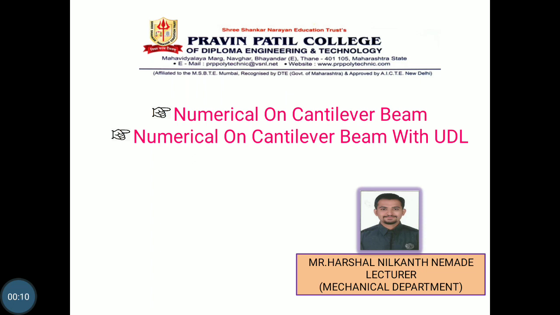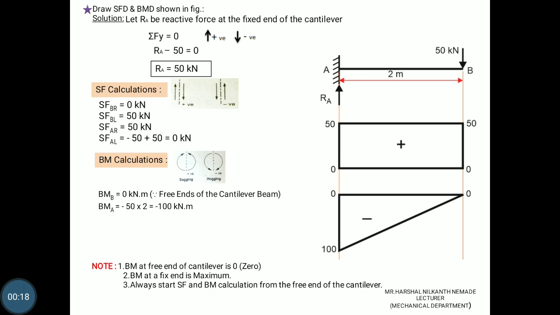Topic: numerical on cantilever beam and numerical on cantilever beam with UDL. Okay, so we will solve a numerical on cantilever beam first. You may see the figure. Draw the SFD and BMD shown in figure. Cantilever beam means what? One end is fixed and one end is free. So on the end which is free, at that point the load is acting of 50 kilonewton, you may see, and total span is of 2 meter.